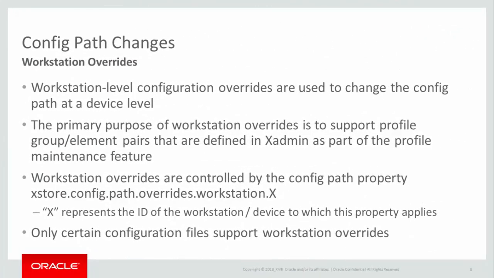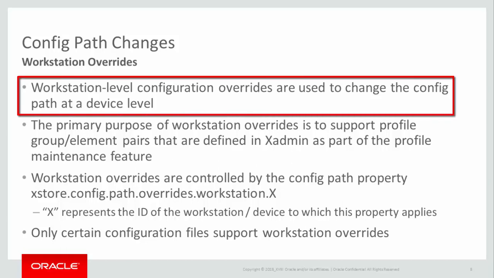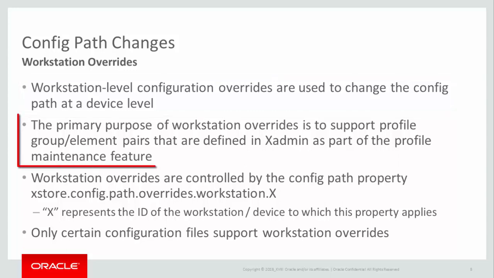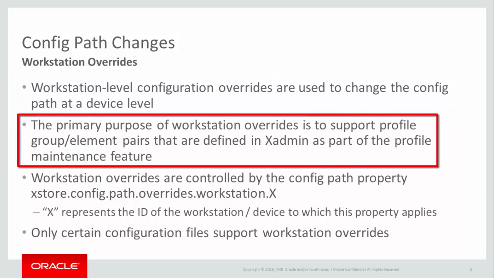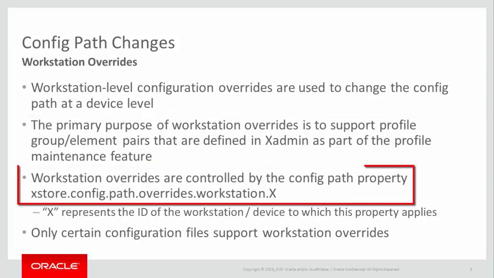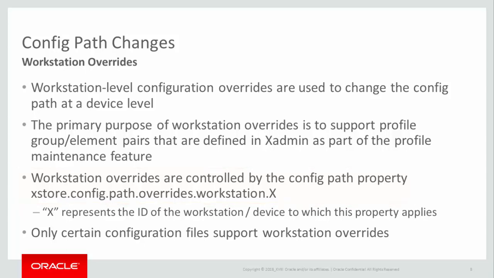Workstation overrides. Workstation level configuration overrides are used to change the config path at a device level. The primary purpose of workstation overrides is to support profile group element pairs that are defined in xadmin as part of the profile maintenance feature. Workstation overrides are controlled by the config path property xstore.config.path.overrides.workstation.x, where X is the ID of the workstation or device to which this property applies.